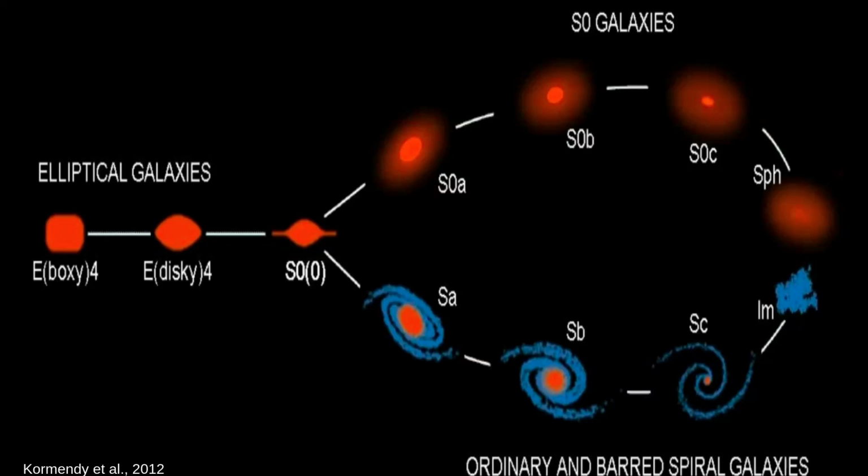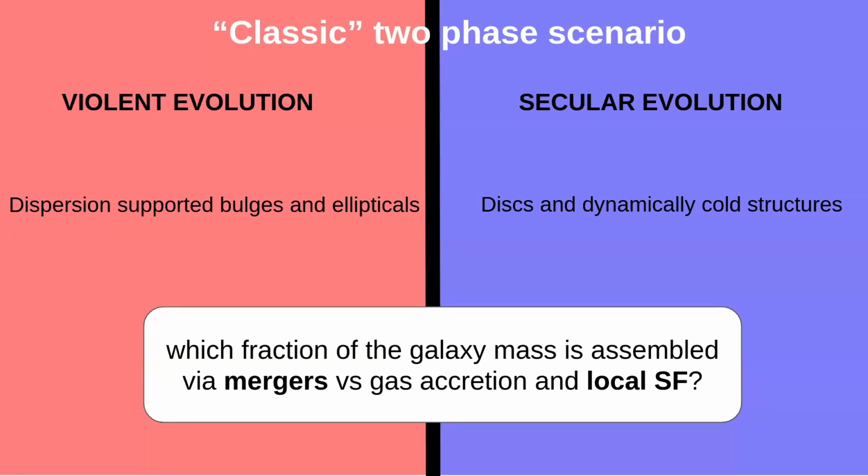This number of bimodalities or correlations well fit the classic, or a simplified, picture of the evolutionary framework in which galaxies evolve in two phases. A first phase happening at early times, which is dominated by a violent evolution involving mergers or rapid gas collapse and shocks. And this is supposed to be associated with the formation of bulges and ellipticals, or more in general, with dispersion-supported structures. And with dispersion support, I mean structures which are dominated by random motion of the stars.